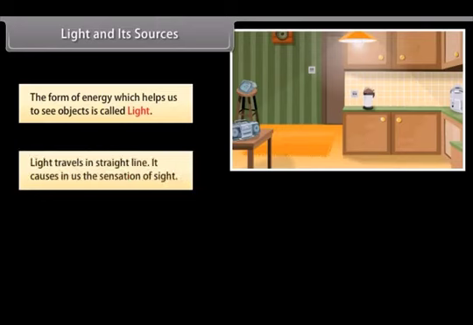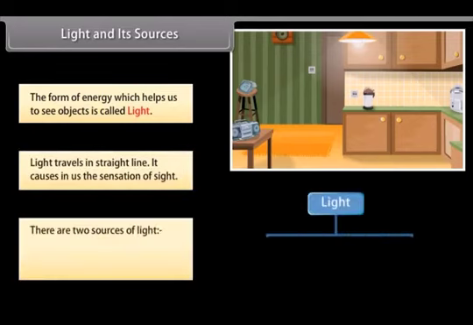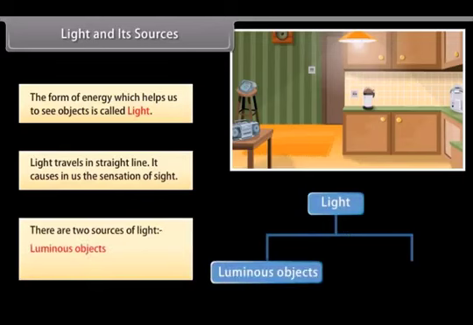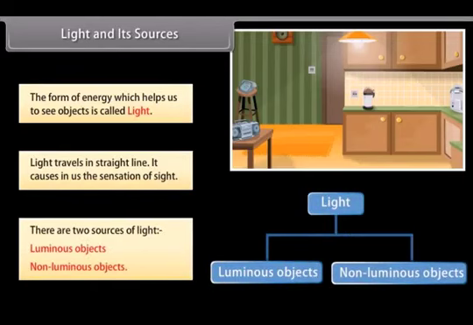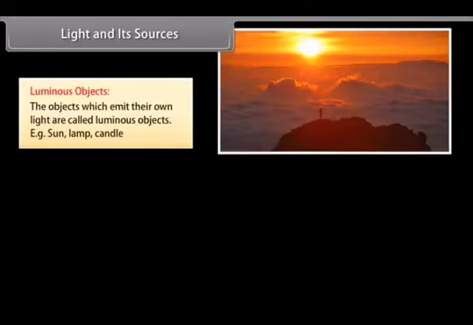Light travels in straight line. It causes in us the sensation of sight. There are two sources of light: luminous objects and non-luminous objects. Luminous objects. The objects which emit their own light are called luminous objects. Example: sun, lamp, candle.